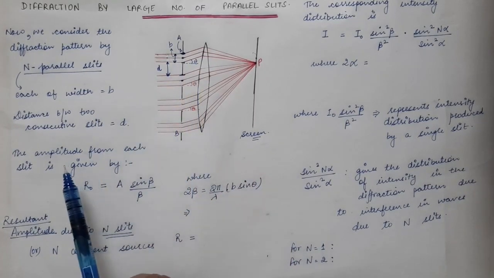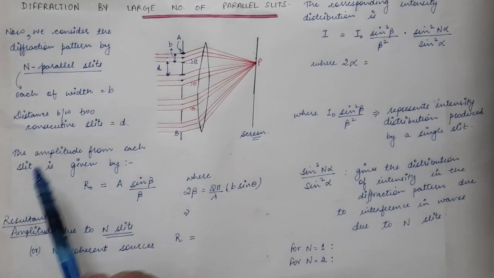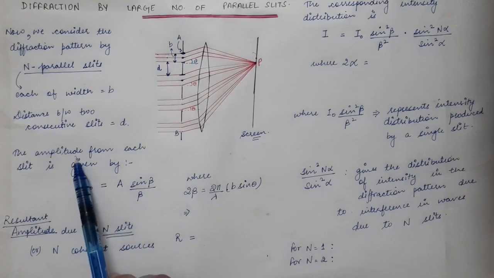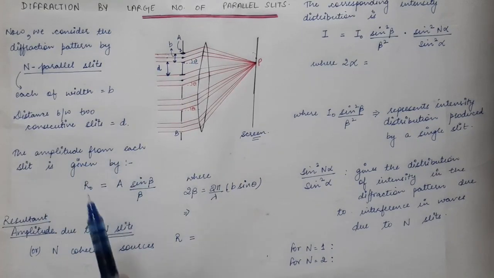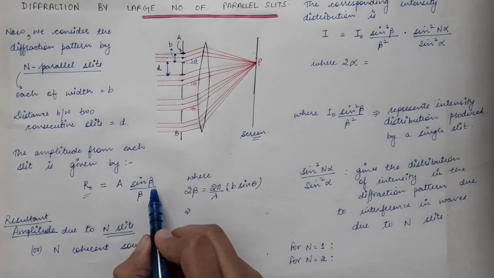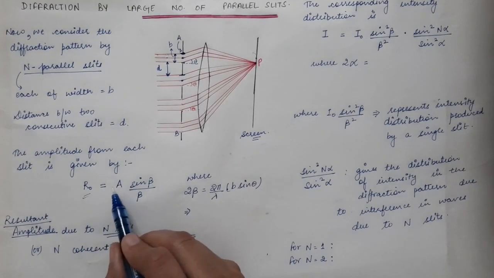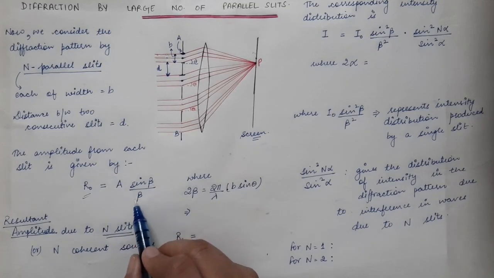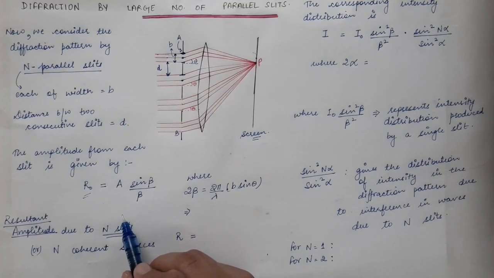So just now we are talking about a single slit, so we have to take into account only the diffraction. So the amplitude from each slit will be given by, let's say, R0, and it has a relation with the phase difference: R0 is equal to A, which is a constant, into sine of beta divided by beta. This we have already seen in the previous lecture.